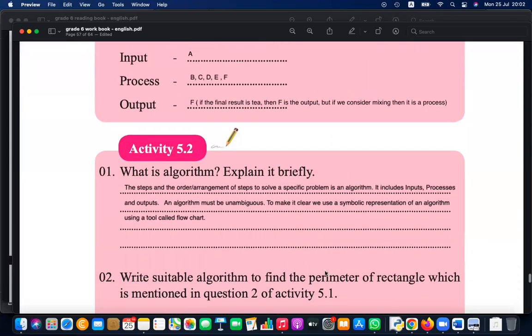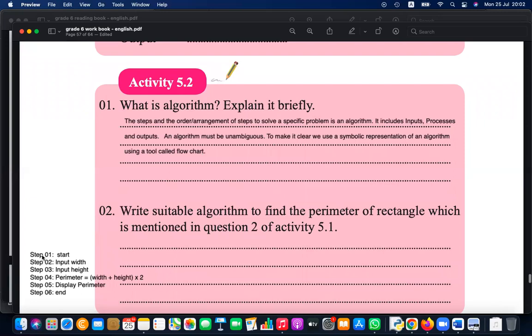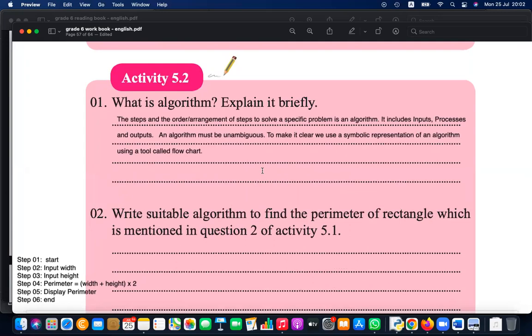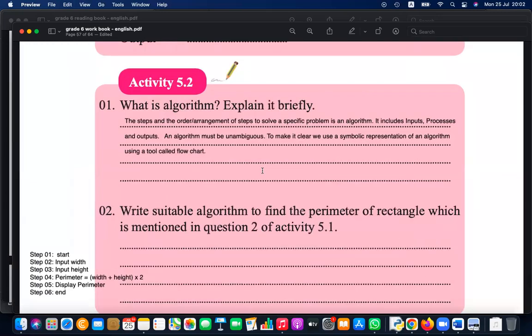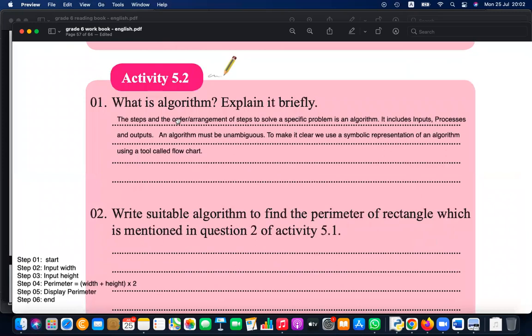Right, then asking for a suitable algorithm to find the perimeter of a rectangle, that we have already done, right? Starting, getting the input height and width, then adding them and multiplying by 2. So this we have already done. Therefore, please write down the first one. So what is an algorithm? Writing that part is enough. Make it clear: the steps, or the arrangement of steps, to solve a problem. This includes input, processes, outputs, and that should be unambiguous, clear. I said that it should be precise, solid.